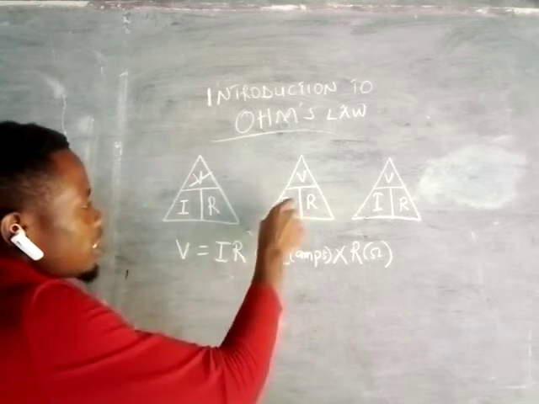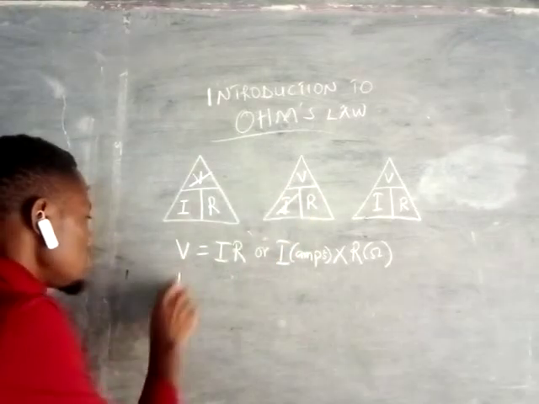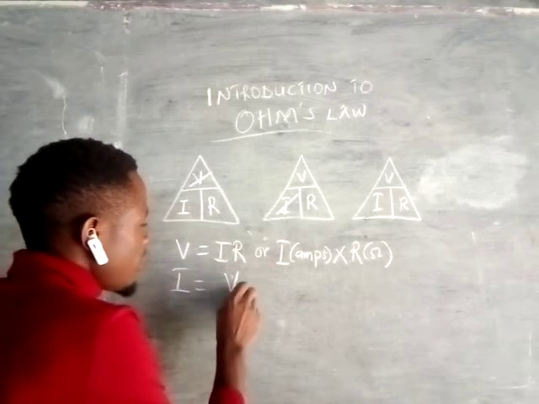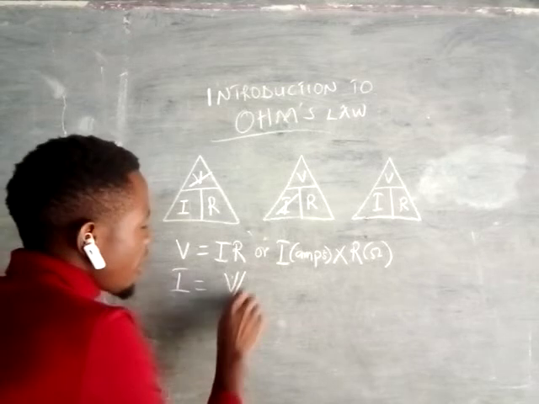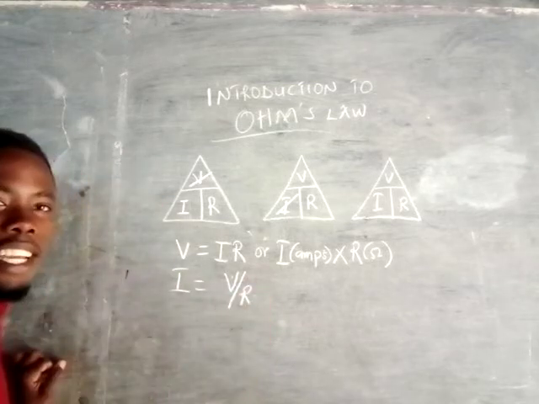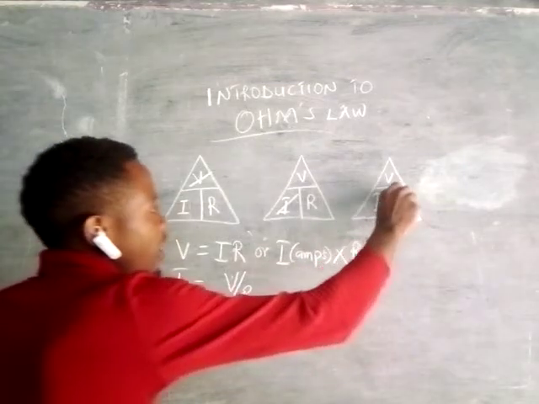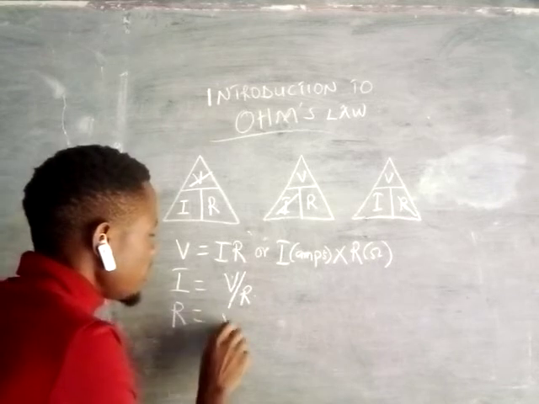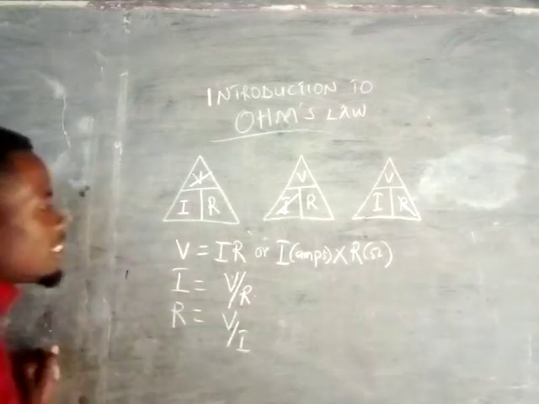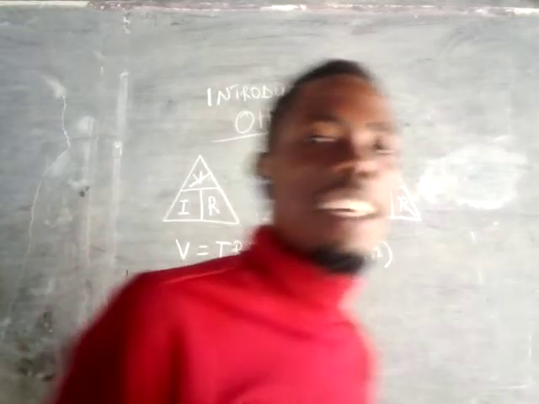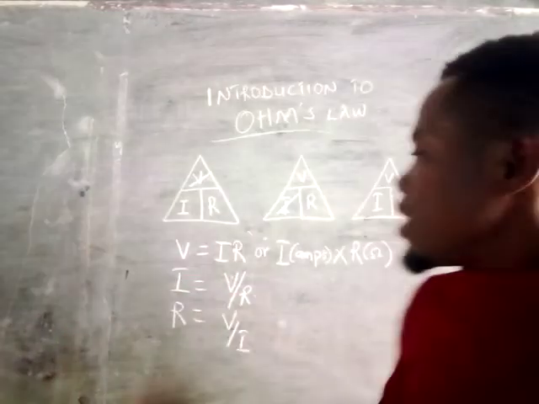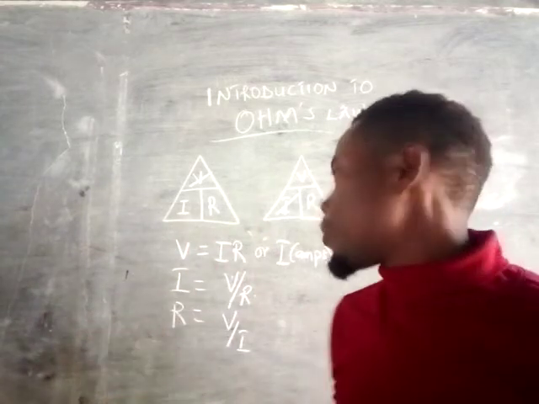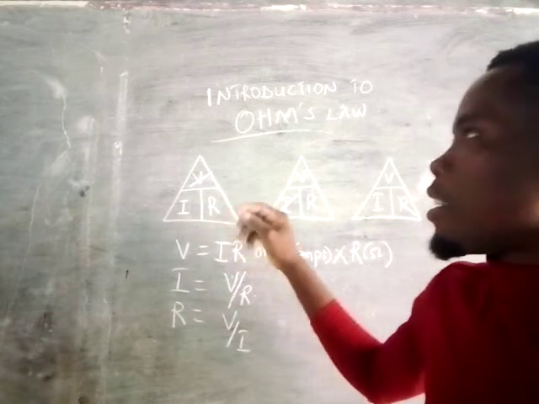Then you want to find current, you close, that is current equals V divided by R. You get it? Now you want to find R, that is R equals V divided by current. You get it? That is it. So these are three formulas. With Ohm's law, you are done. So you have to master the three pyramids.